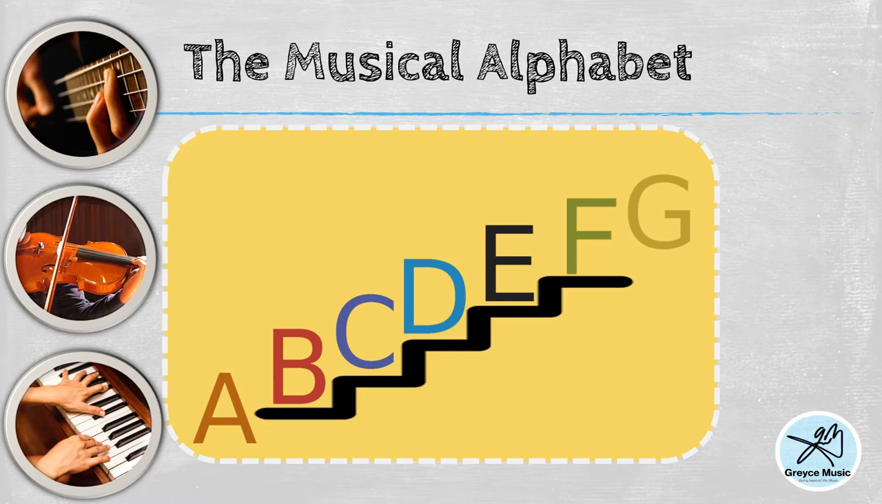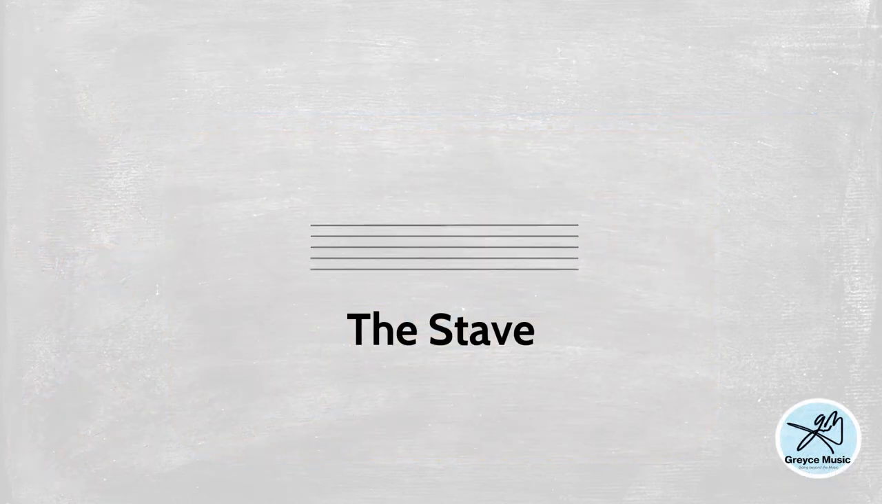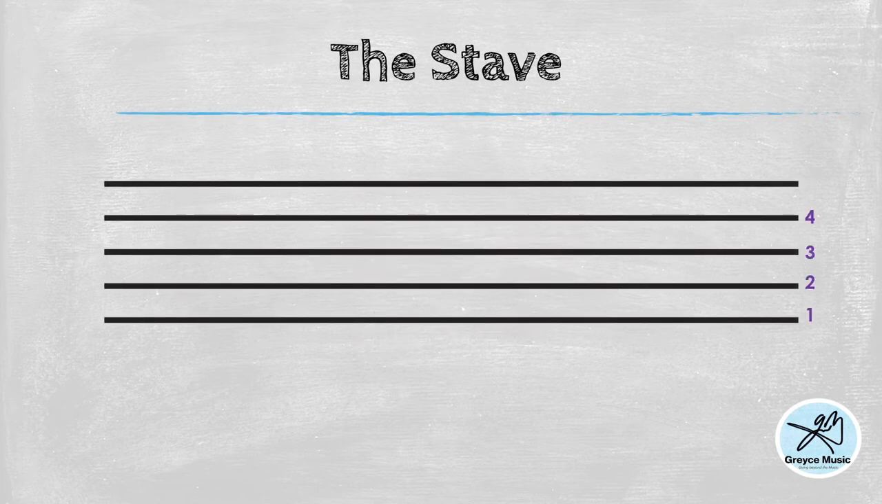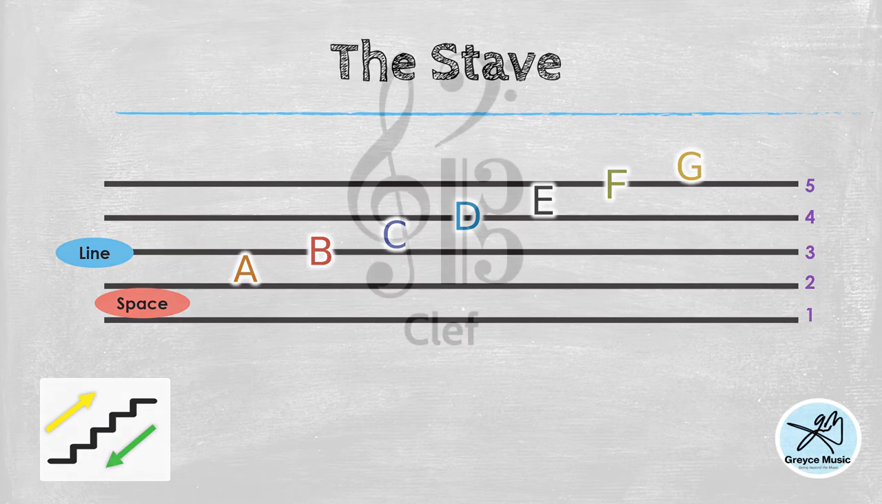We've heard and understand the musical alphabet, but how do we write this down? We write notes from the musical alphabet on something called a stave. The stave is made up of 5 parallel lines. Notes from our musical alphabet can be placed on the lines or in the spaces, but each note has an assigned place. Just like our musical stairs before, the higher the note is on the stave, the higher the pitch. And the lower the note is on the stave, the lower the pitch. We'll revisit the musical alphabet in a later lesson, but now, let's look at the clef.